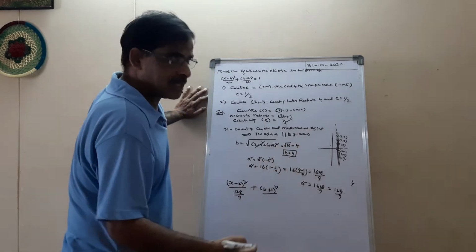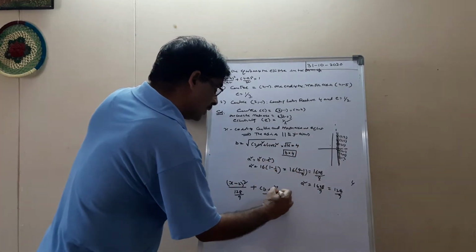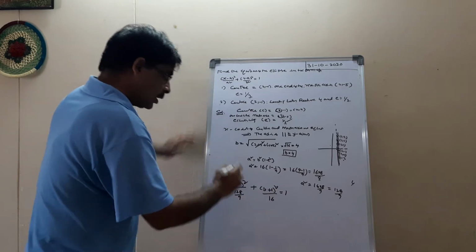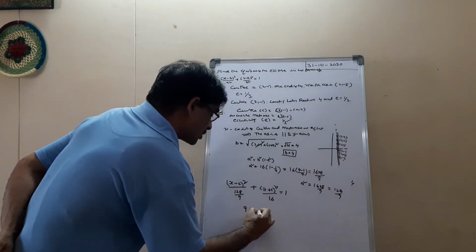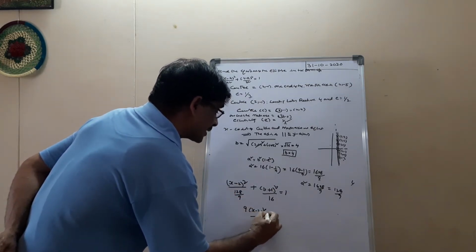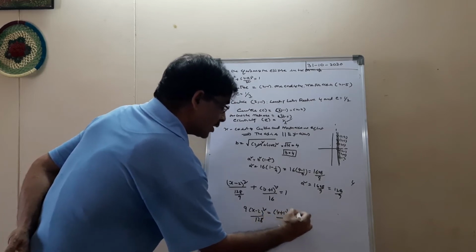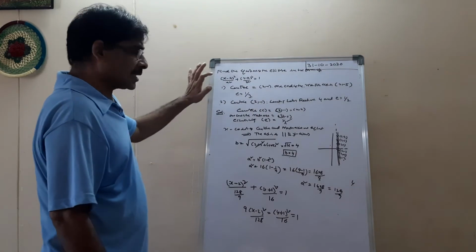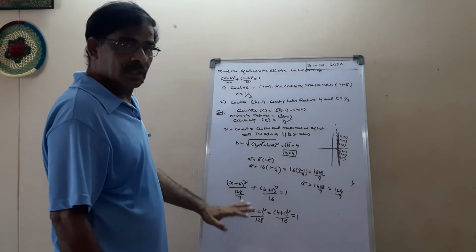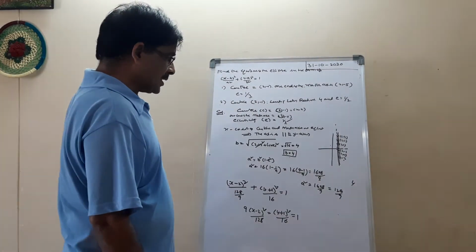b equal to 4, b square means 16. So the equation is 9 into (x minus 2) whole square by 128, plus (y plus 1) whole square by 16, equal to 1. Okay, we are asked in this form only, so you leave it. This is the form.